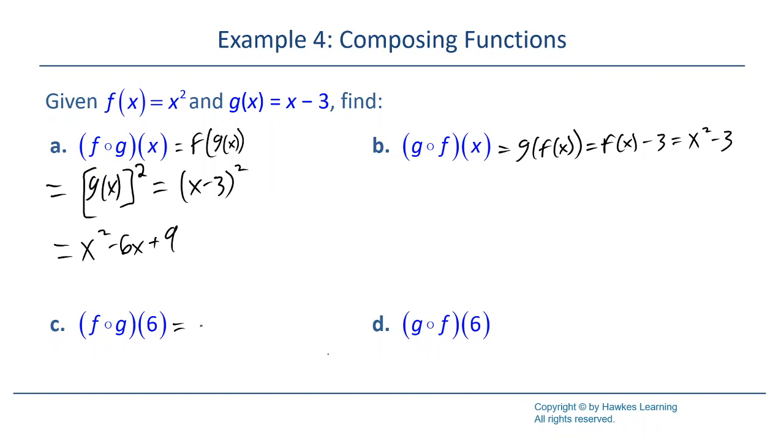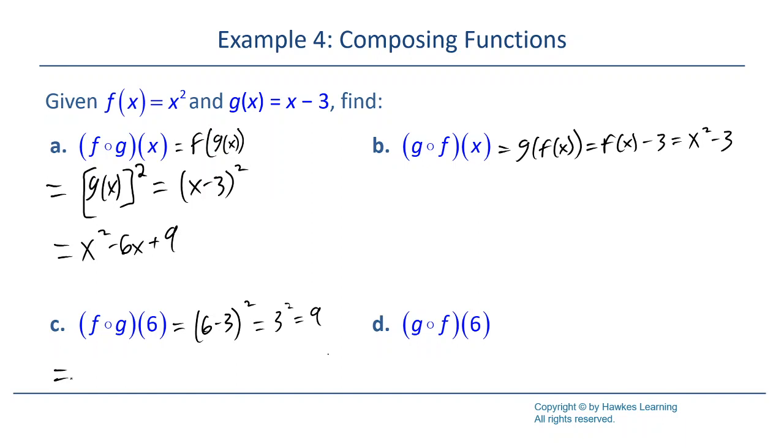So f of g of 6 is just 6 minus 3, square that, which is going to be equal to 3 squared, which is 9. So you would get the same answer, but you just go about it in a different way.